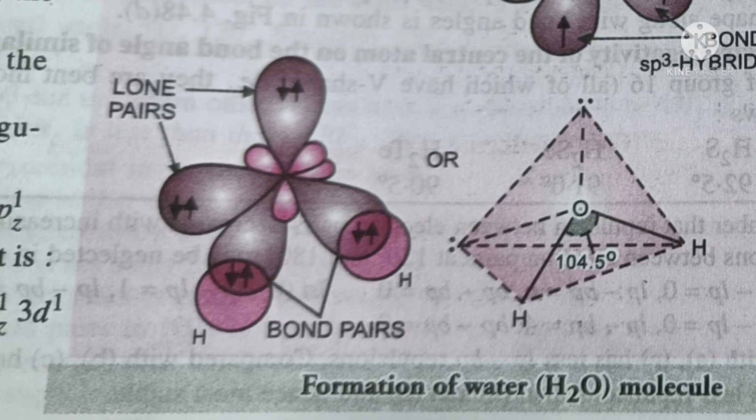So in case of water, the oxygen atom is sp3 hybridized, and of the 4 sp3 hybrid orbitals, 2 are occupied by lone pairs of electrons, and the remaining 2 form sigma bonds with the 1s orbital of hydrogen atom, and as a result water has a bent shape with hydrogen-oxygen-hydrogen bond angle equal to 104.5 degrees. So this is all about today's video.